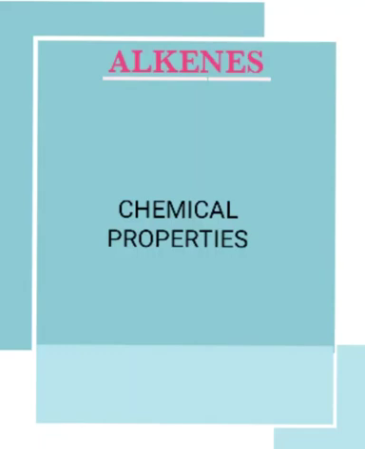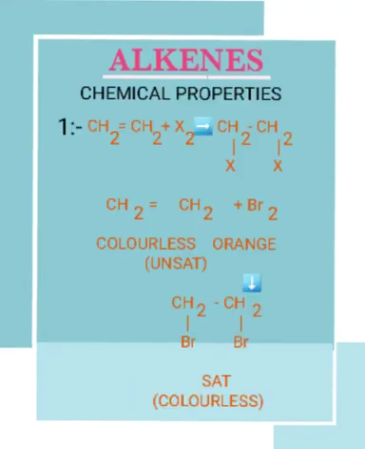Chemical properties of alkenes. First chemical property, alkenes react with halogens like X2 to form vicinal dihalides.